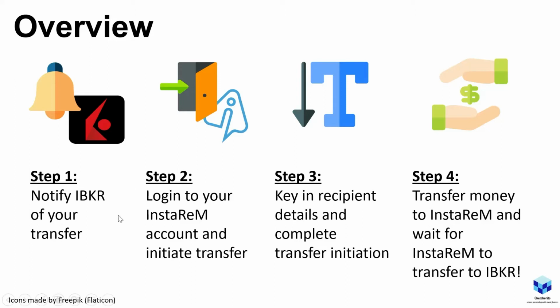Step 2, you log in to your InstaReM account and initiate the transfer. You tell them how much you're going to transfer, let's say 1,000 USD, and you initiate it. After that, you key in the recipient details and complete the transfer initiation on InstaReM itself. Once that is done, you transfer money into InstaReM's account, and InstaReM then transfers it to IBKR. I hope that is clear enough for this part.